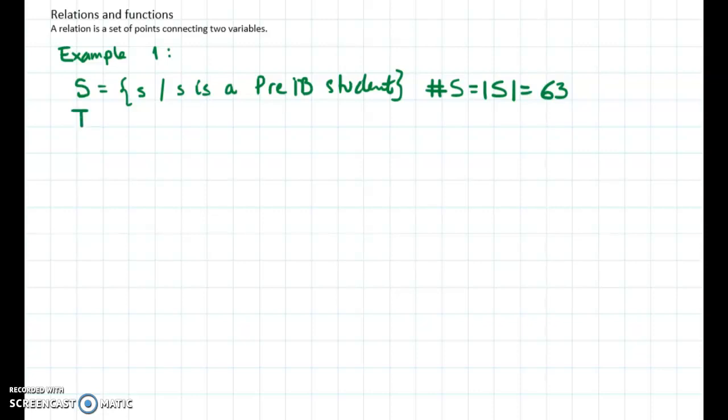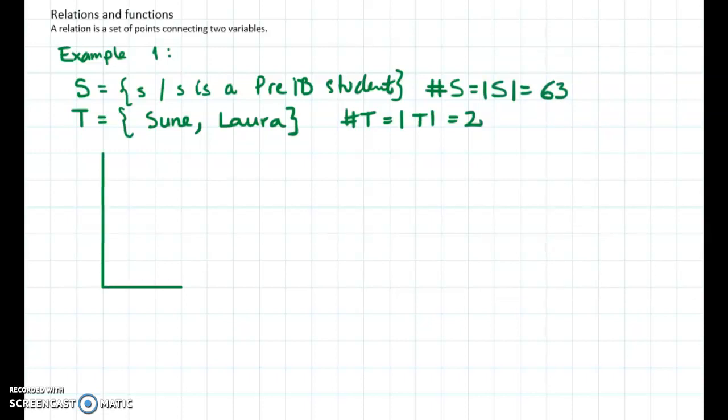The other set has only 2 elements, and they're going to be the T elements, the T variable, and they're going to be the math teachers at our school. So it's Sune and Laura. So in this case, we have a set with only 2 elements. And I'm going to define a relationship between those two variables. And I'm going to use a picture for that.